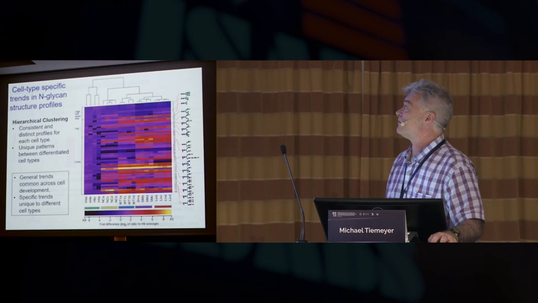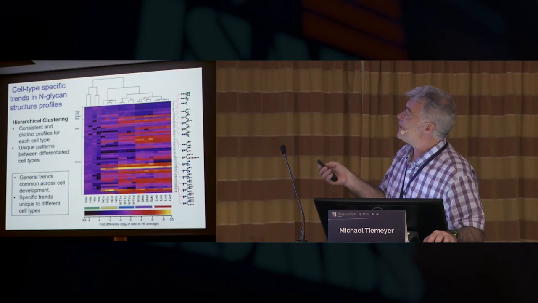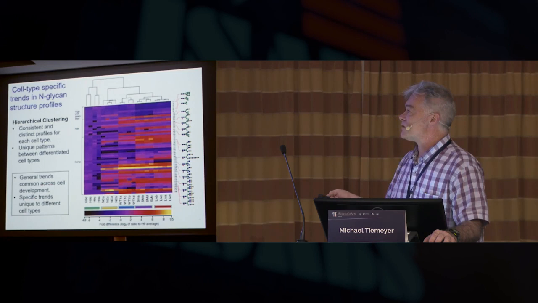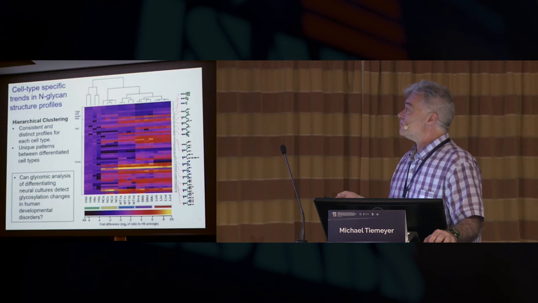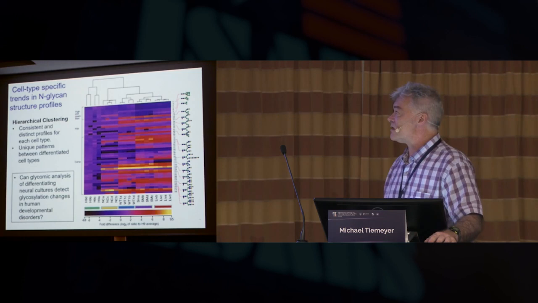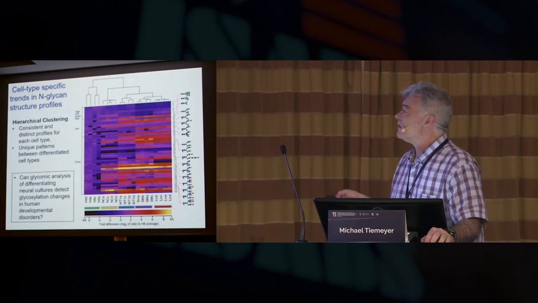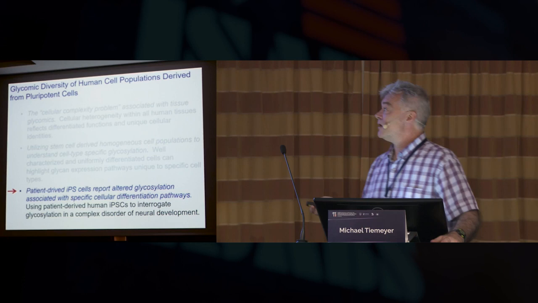So this is just looking again at the glycan profile clustering. There are obviously some general trends that are common across cell development, as well as some specific trends that are unique to different cell types. So these are all quote-unquote normal cells derived from a normal human embryonic stem cell line. Can we expand this sort of analysis to understand changes that may be associated with specific developmental disorders?